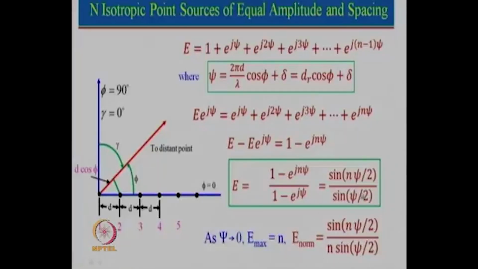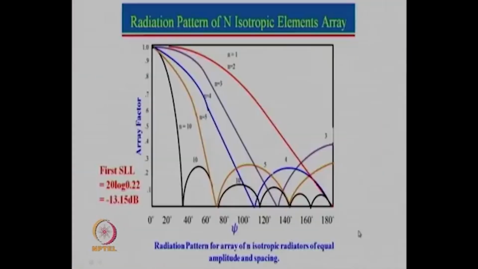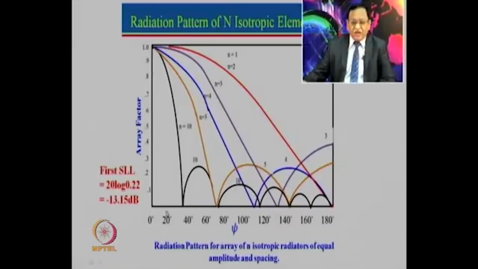Now this entire thing can be plotted for different values of n and different values of psi, and the plot is shown over here. Along the x axis we have psi, which is varying from 0 degrees to 180 degrees, and along the y axis we have the array factor, which is the normalized electric field. Let us see, if there is a single element, what will happen? The array factor will be simply equal to 1. For n equal to 2, the array factor goes from 1 to a low value of 0 at psi equal to 180 degrees. In fact, this can be checked.